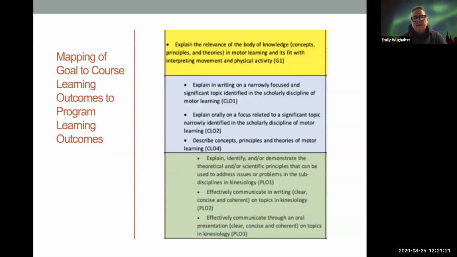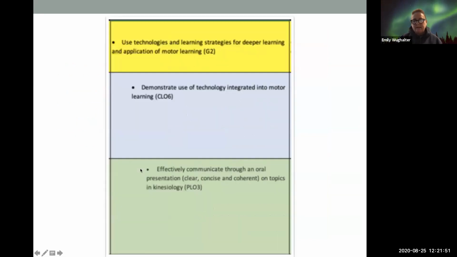On these next several slides, and I'm not going to spend a lot of time here, what I want you to see is that I've mapped the learning goals to my course learning outcomes to the program learning outcomes. So you can see how each of these relates, that they don't stand alone, but rather they become more and more specific in terms of what we're going to be doing in our motor learning class.